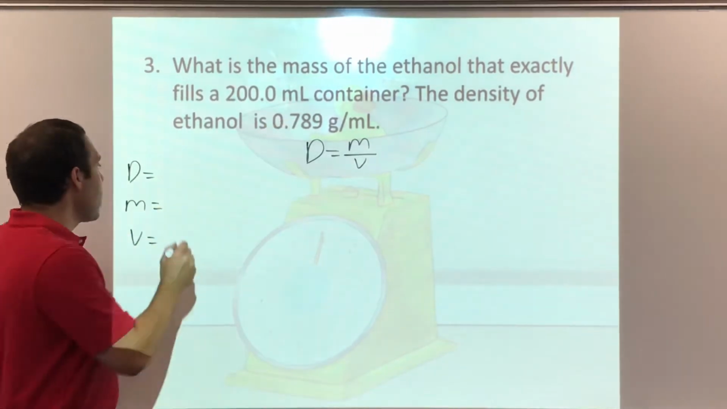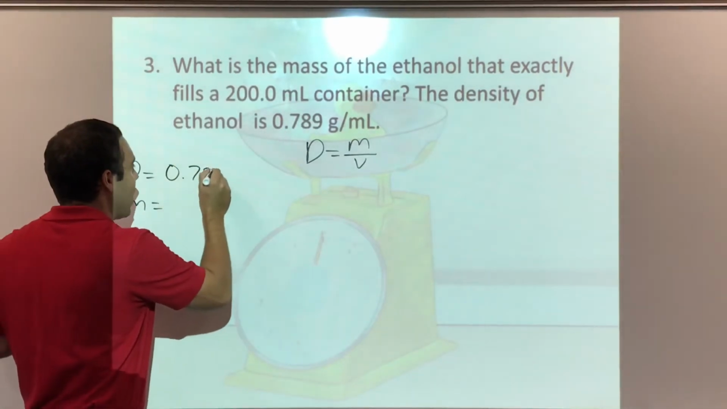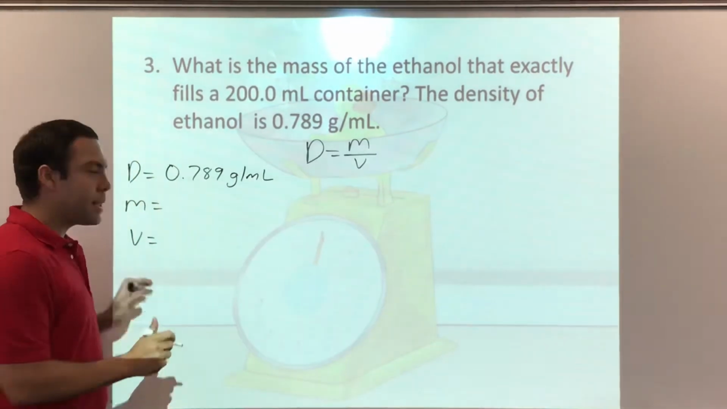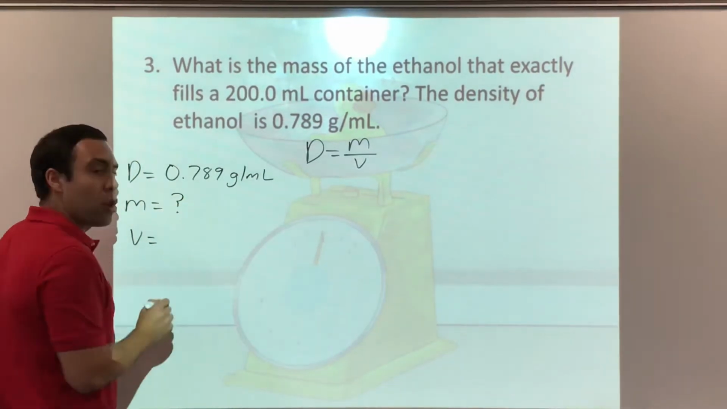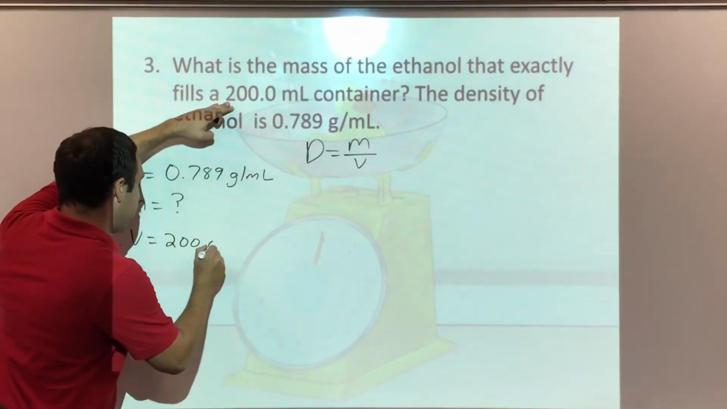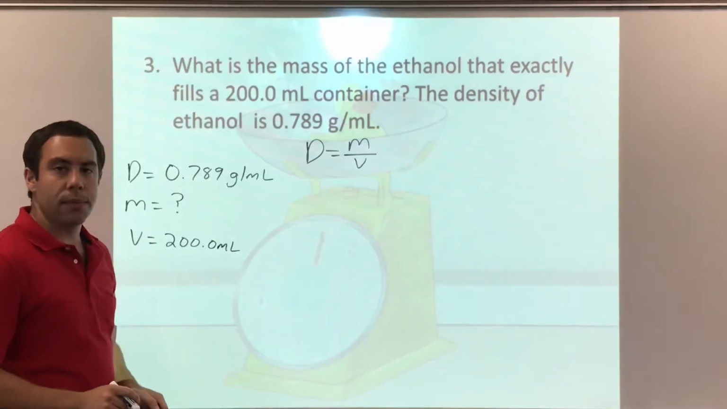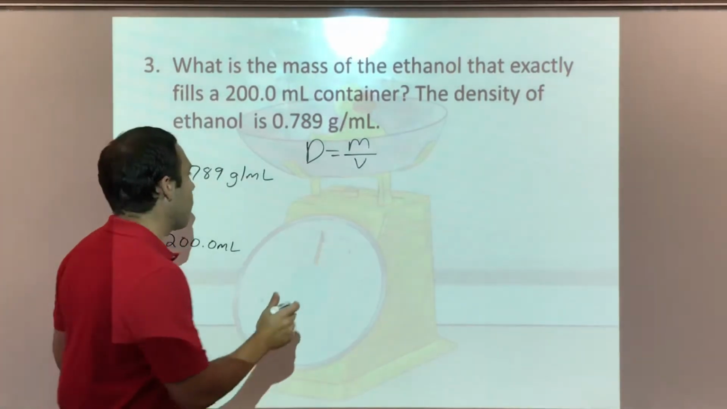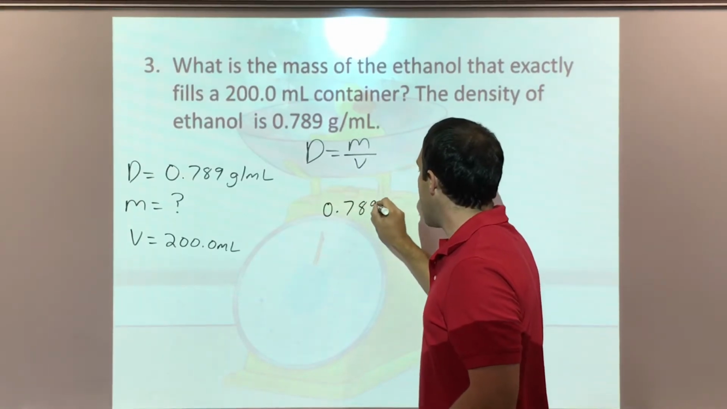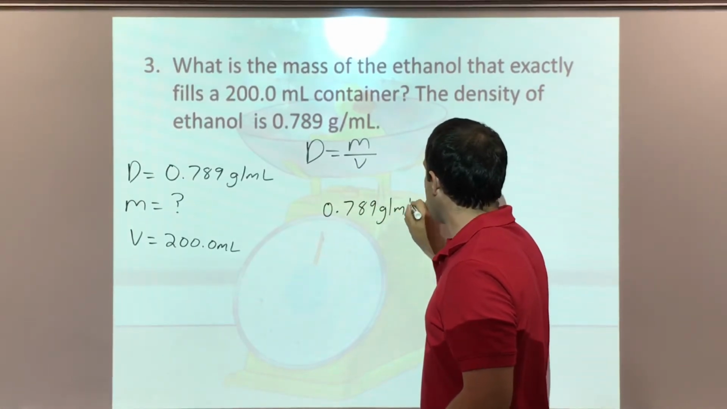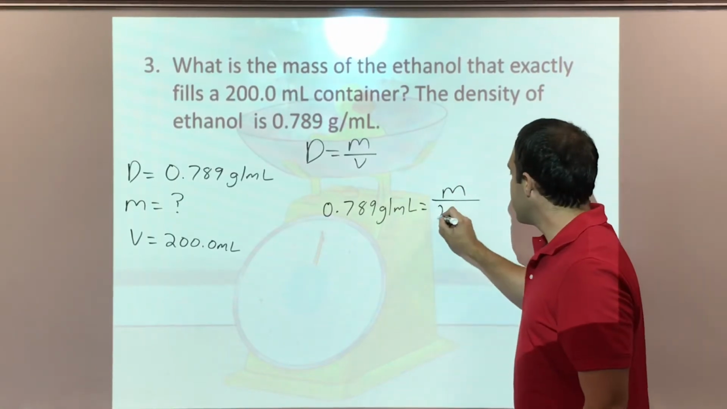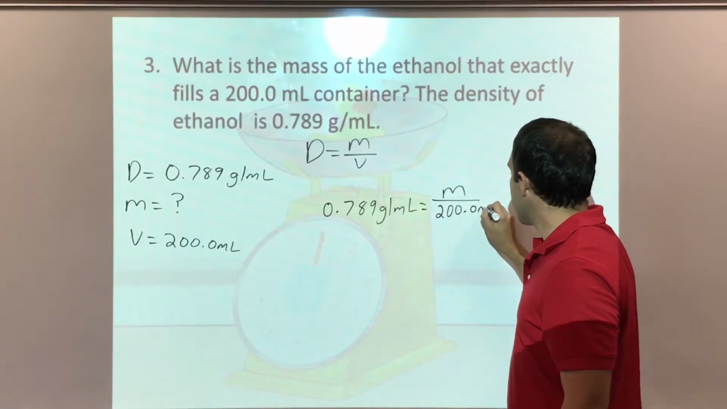D equals 0.789 grams per milliliter. Mass is what we're trying to find, so put a little question mark there. And our volume is 200.0 milliliters. Next, we plug in our values. So 0.789 grams per milliliter is equal to mass, we don't know, over volume, 200.0 milliliters.